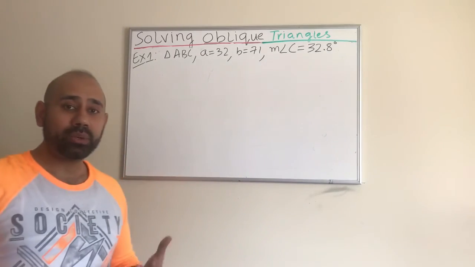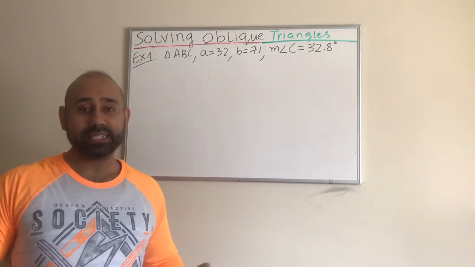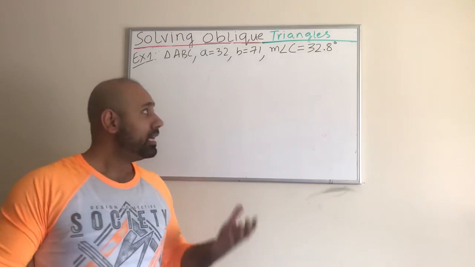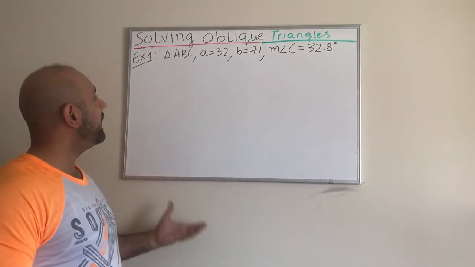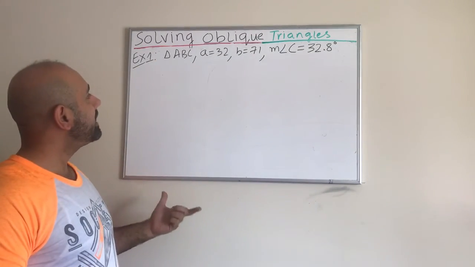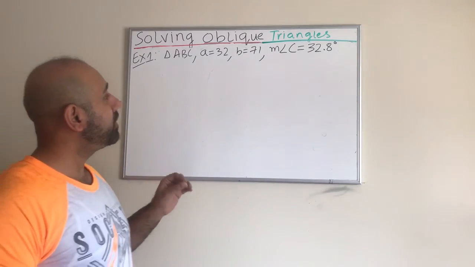Hi guys, welcome back. Let us look at this example on finding the missing sides and missing angles of a triangle. So guys, the given information says we have a triangle ABC where the length of side A is 32, side B is 71, and we have the measure of angle C.